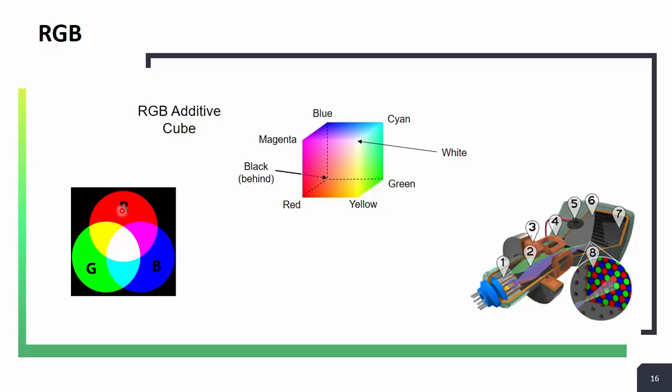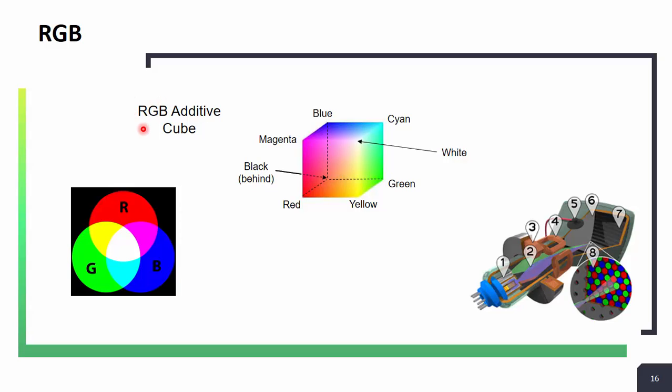And you can see here, this is the mixture of colors. Red added with blue, we get magenta. Red added with green, we get yellow. And green added with blue, we get another color that we call cyan. And if we combine them all, red, green, and blue, we get white in the middle.